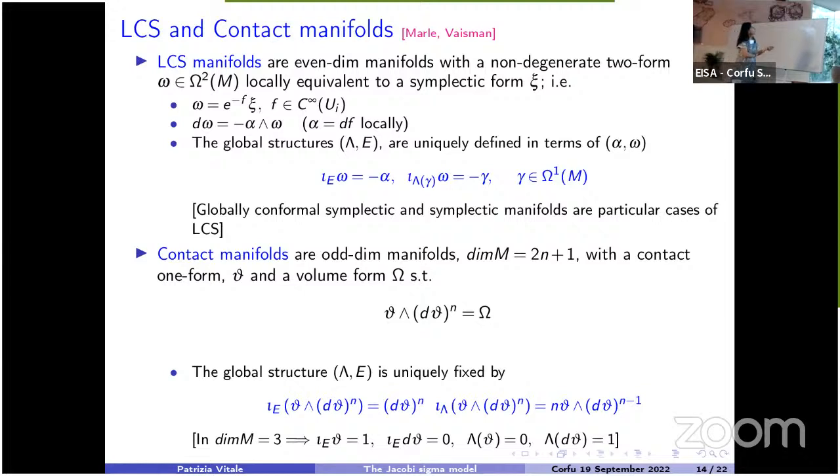Okay, so what are the two main examples of contact manifolds that I want to talk about? So in even dimensions, these are called locally conformally symplectic because they are described in terms of a two form which is non-degenerate but not symplectic. It is related to a symplectic form, xi, locally by this conformal factor e to the minus f. So xi is symplectic, omega is not. But it is non-degenerate. And then it has this property.